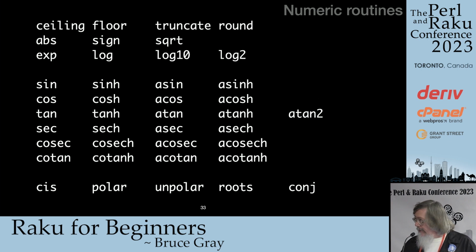We've got all the trig functions, including the hyperbolics. That last row, cis through conj, are all for complex numbers. We have built-in complex numbers now. But you do have to create them. I think you don't automatically get one by taking the square root of -1. You just put i after something.